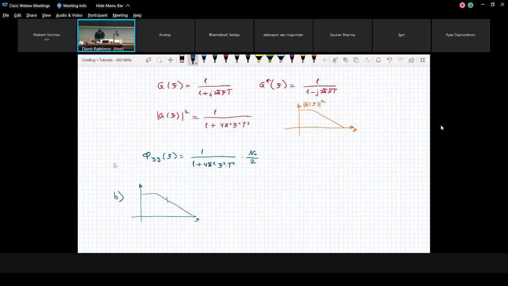Here we have, for f cut, our output power spectral density. We say that at 0, our power spectral density equals N0 by 2. And at the cutoff frequency, f cut, it must be 2 times smaller, must be 1 over 2 of the value that we have at 0.